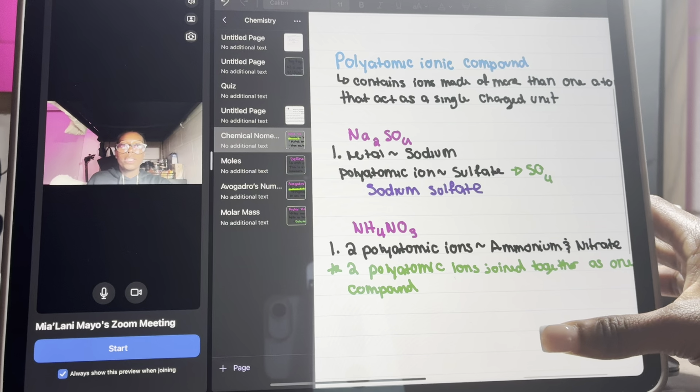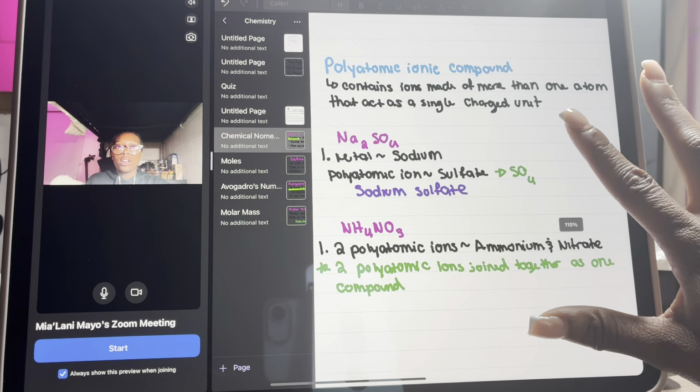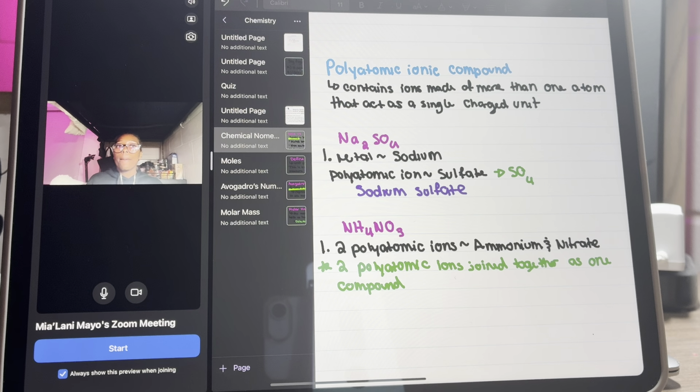Lastly, I have polyatomic ionic compounds. This contains ions made of more than one ion that acts as a single charged unit. So for my first example, I have Na2SO4. I use the polyatomic compound sheet for these examples, but first I identify the metal. The metal is sodium, and the polyatomic ion is sulfate, which is the SO4. So the name of this compound would be sodium sulfate.